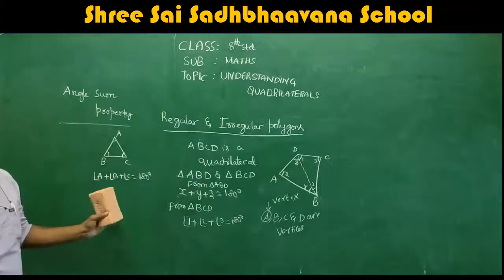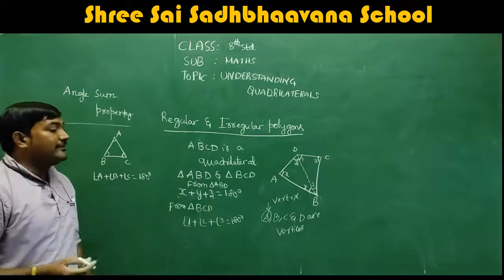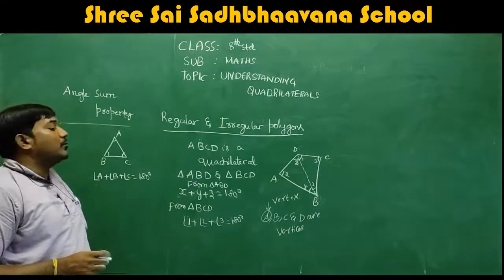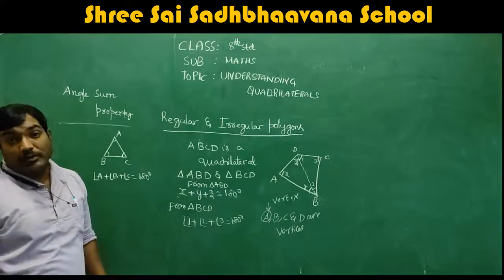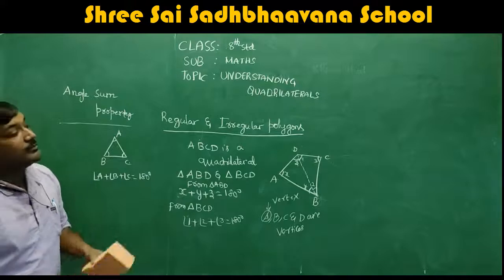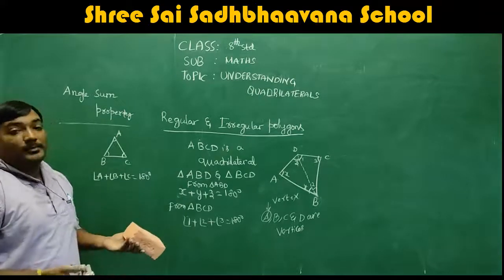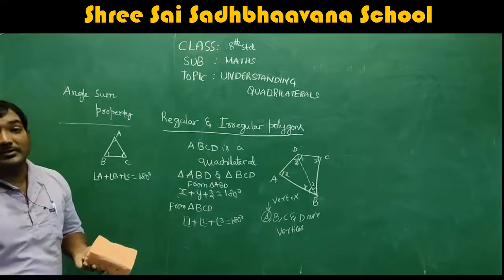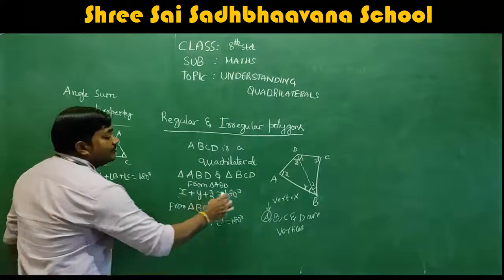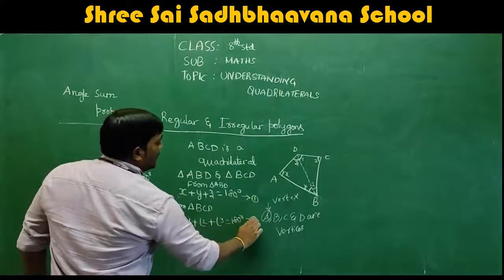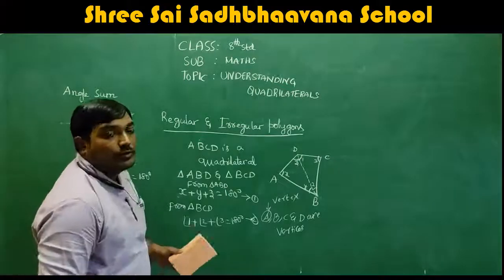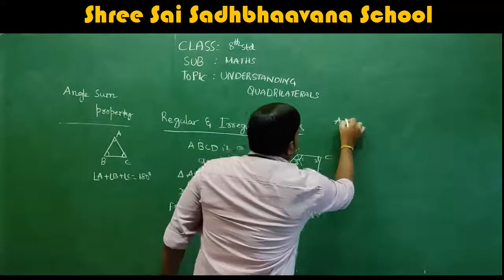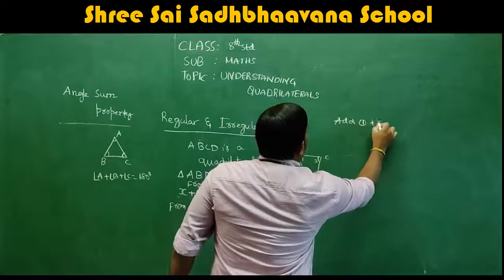By using the angle sum property of a triangle, X plus Y plus Z should be equal to 180, and by using the angle sum property, angle 1 plus angle 2 plus angle 3 should be equal to 180. Take this as equation 1 and this as equation 2. Now I am going to add equations 1 and 2.